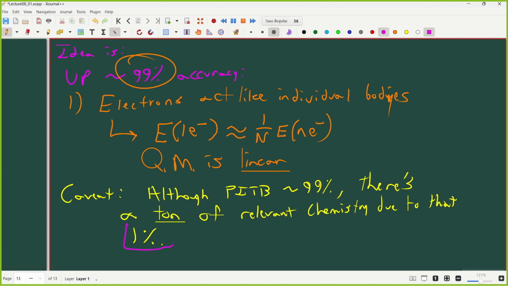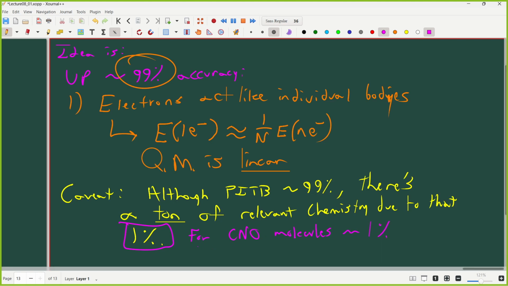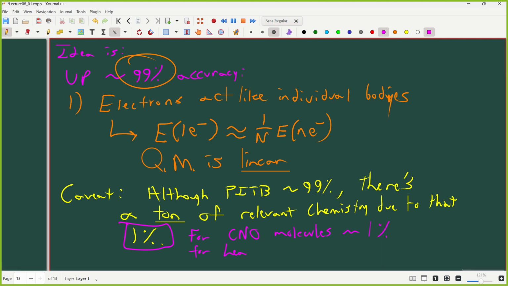This is 1%, and so for CNO, right? For CNO molecules, organic molecules, it's about 1%. For heavy atoms, for heavy metals, it's probably closer to 10%. Okay, so the faster the electrons move and the more you have, the more interactions they have. So for heavy metals the prediction becomes worse, but it's about 10% of the energy.